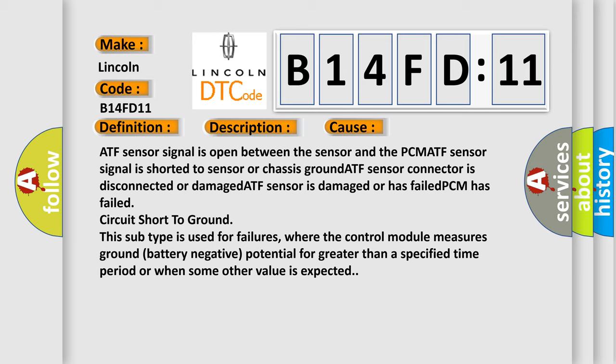Circuit short to ground. This subtype is used for failures where the control module measures ground battery negative potential for greater than a specified time period or when some other value is expected.